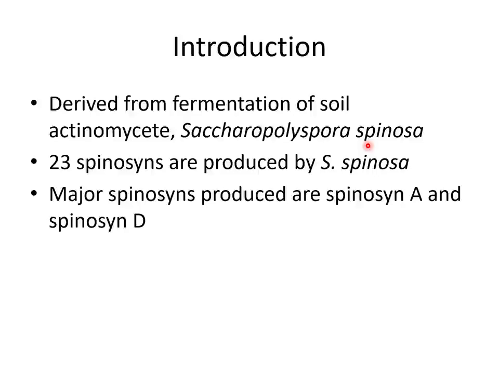If you go for fermentation of this actinomycete in artificial conditions, Saccharopolyspora releases 23 types of chemicals, and this group of chemicals released by Saccharopolyspora spinosa is called spinosyns. Of these 23 spinosyns, spinosyn A and D have insecticidal properties, and they are the major spinosyns produced by Saccharopolyspora spinosa. This is a brief introduction to spinosyns as a group.